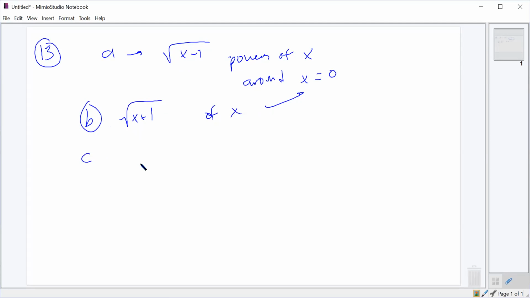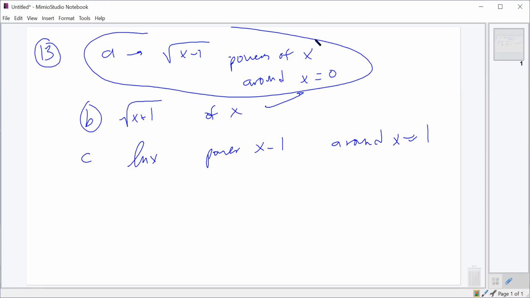For C, it's talking about ln x, powers of x minus 1, which means that we're going around x equals 1. And so you can take the natural log of 1, and then the derivative of natural log is 1 over x, which you can do at 1, and all the subsequent derivatives can be evaluated at 1. And so on. You can do the same with all the rest of this, just to see that each of the derivatives could be evaluated at that value that you're going around, whereas A cannot. Does that make sense?